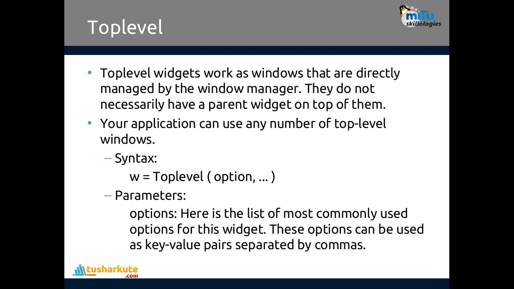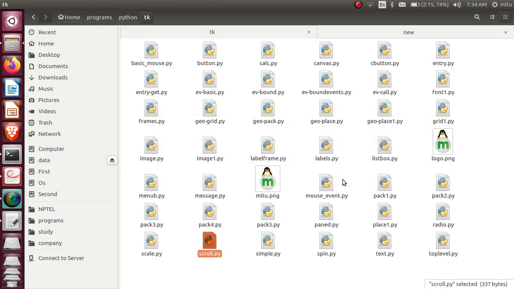Okay, now let's talk about the main window that we are going to use here. It's called a top level. A top level widget works as a window that is directly managed by the window manager. They do not necessarily have a parent widget on top of them. Like the top level object I have shown over here, but very rarely we require it. Generally I'll just focus on the main window and its available options.